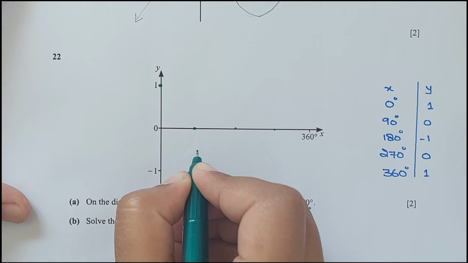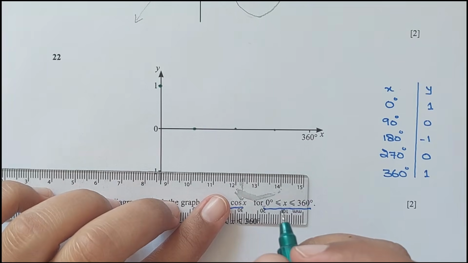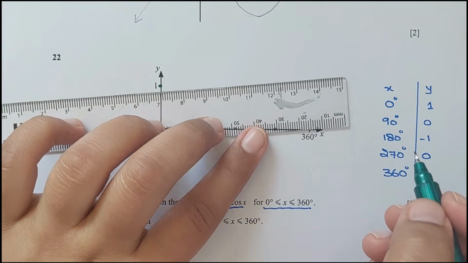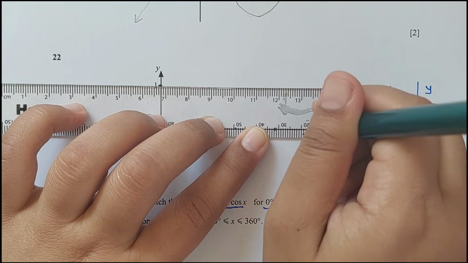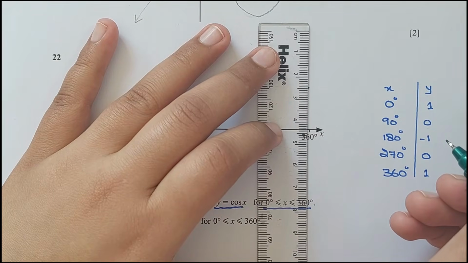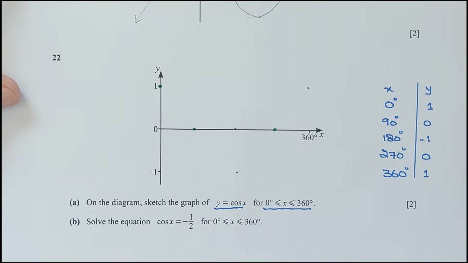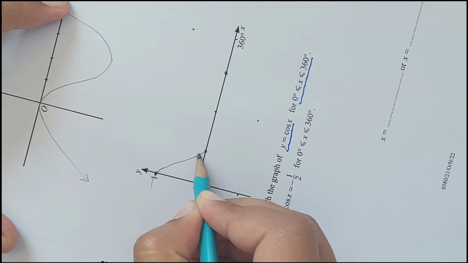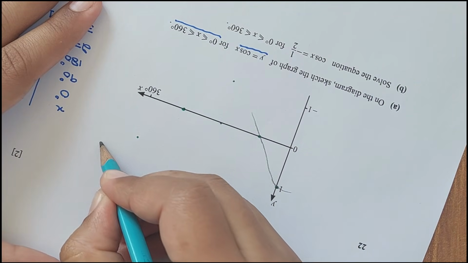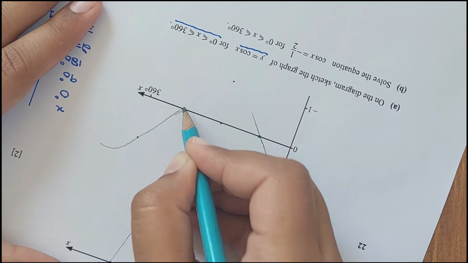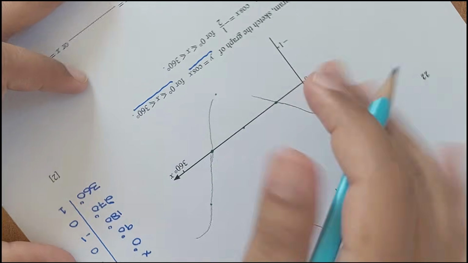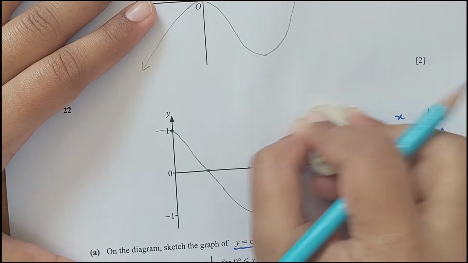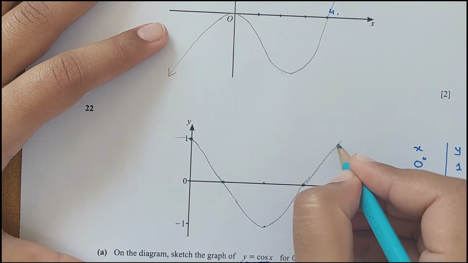So at 90 it is 0, at 180 it is minus 1. Negative 1 at 180, and at 270 it is again 0, and at 360 it is again 1. Yes. Let me sketch the curve for this cos function. Okay. So this would be the turning point now.